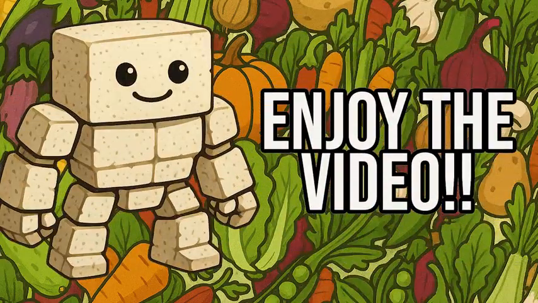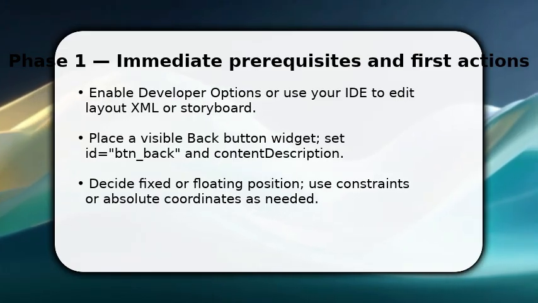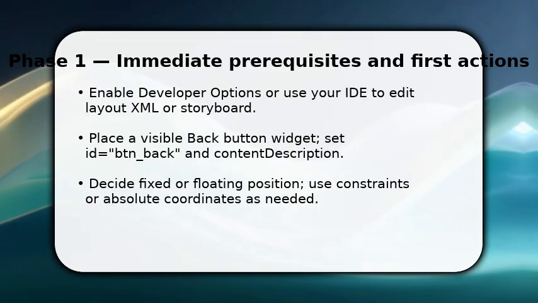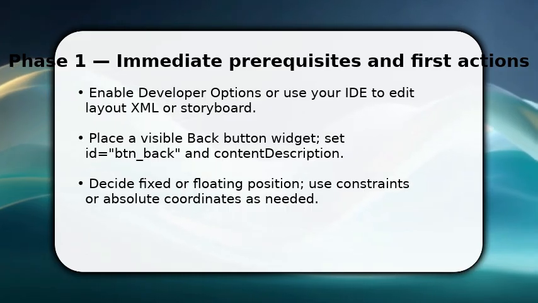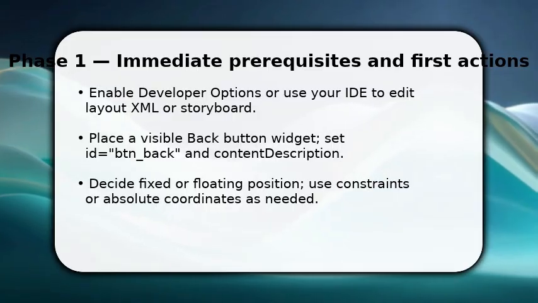Please enjoy the video. You start by making sure you can edit the screen layout right now. Open the XML or storyboard file and locate the target view. Once done, add a back button widget with ID equals BTN back and a content description for accessibility. This helps screen readers and testing.